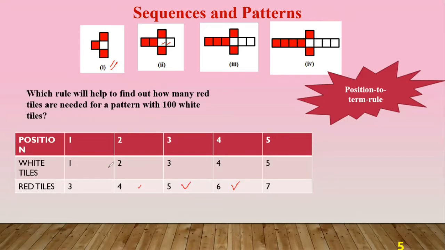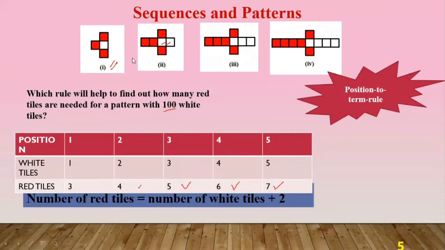So white tiles are increasing by 1 and red tiles are also increasing by 1, but it is plus 2 to the white tiles. Okay, so that is how we can decide that if there are 5 white tiles, so 5 plus 2, there will be 7 red tiles. Now, how can we decide for 100 white tiles, how many red tiles there can be? It becomes difficult if I go on writing this for 100 positions. So it's easy if you frame an equation or frame the position to term rule here.